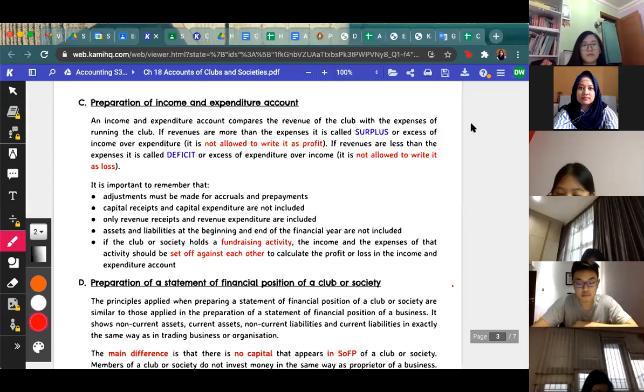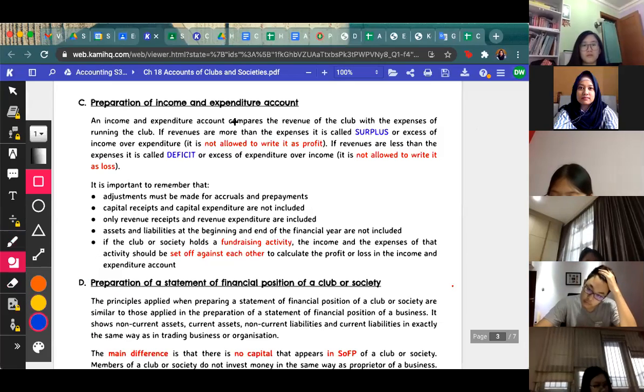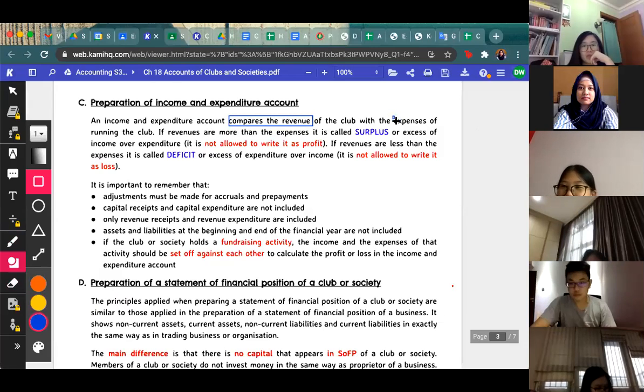Okay, continue to part C, preparation of income and expenditure account. That income and expenditure account compares the revenue of the club with the expenses of running the club. So basically, imagine that you are preparing an income statement for a services company, yeah? So you must list all revenues minus all expenses incurred. Then you will have the profit or loss, okay?